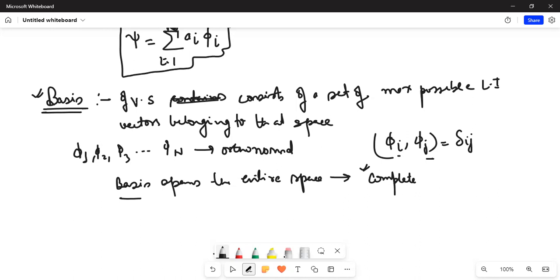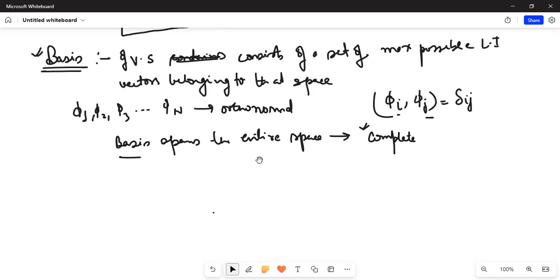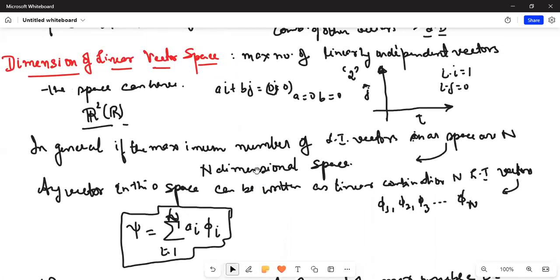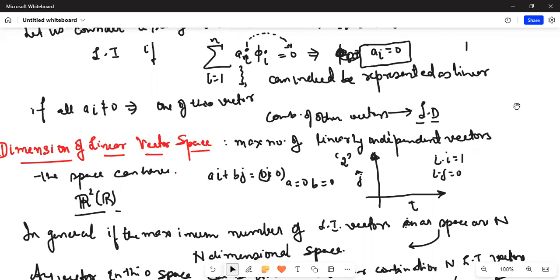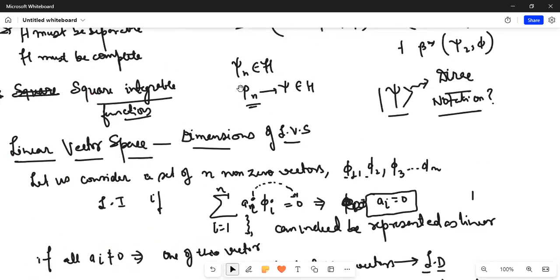Now let us move to the idea of vector space. Why are we doing it? Because we want to understand what a Hilbert space is. A Hilbert space is again a vector space with two of the properties. One of the properties I have already discussed: it must be complete. You just understand by completeness; I explained it yesterday also.